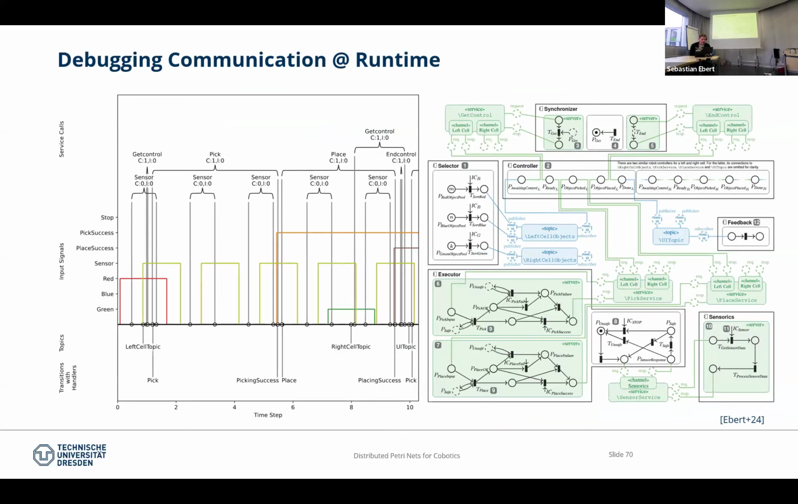So initially the robot gets the control on the left side there, picks, places, and while he places, another robot tries to acquire the control. He can't do it, so the other robot continues his task and ends the control.